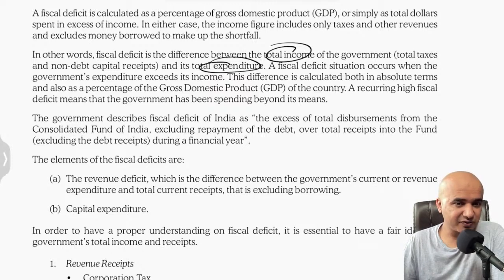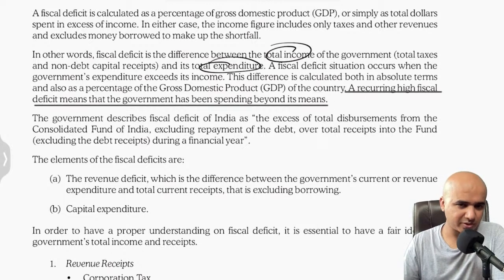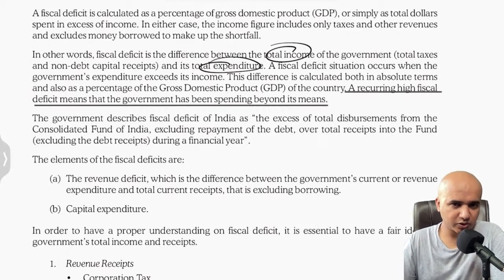The recurring high fiscal deficit means that the government has been spending beyond its means. This is something which you often see. Governments promise so much, that they will give you this free of cost, maybe at a subsidized price. But for any government to do all that, they also need revenue. So where are they getting revenue from?